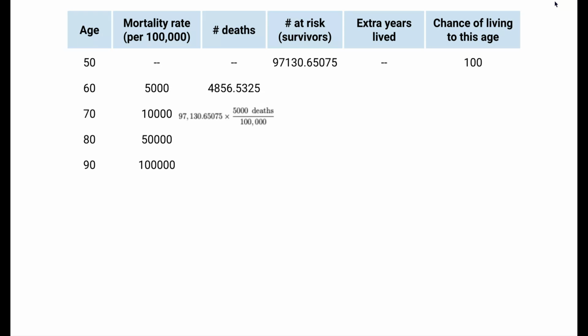And as before, the first step is to move forward in time and compute the number of deaths. This is the surviving population size multiplied by this age group's mortality rate. From there, we reduce the surviving population by the number of deaths. And for those who died, we compute the number of extra years lived past age 50. Assuming that these individuals all live to age 60, the number of extra years lived is the number of deaths times 10 years.